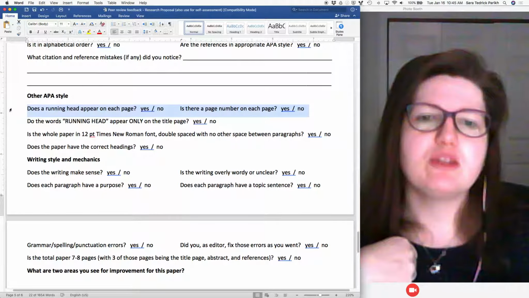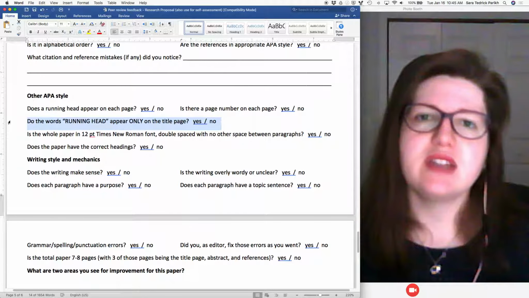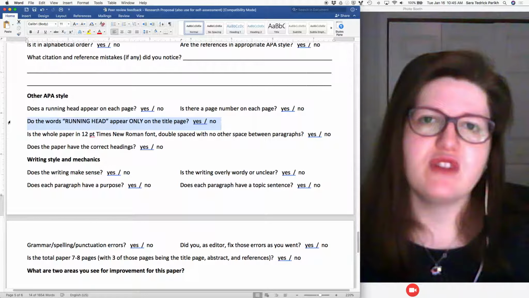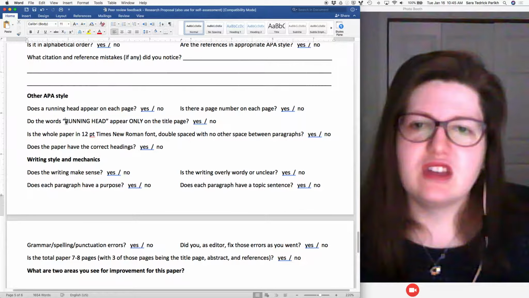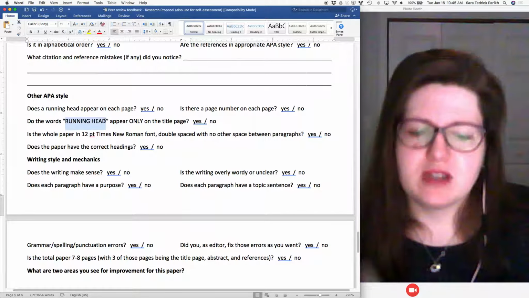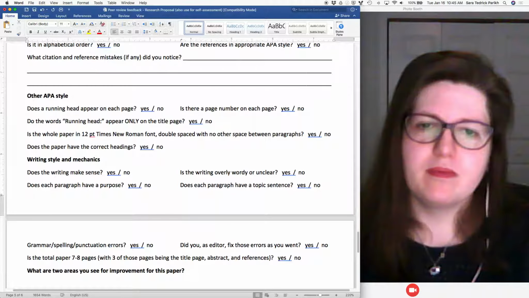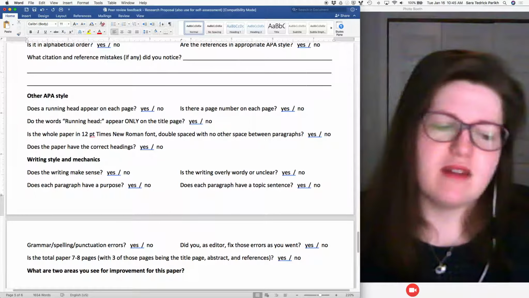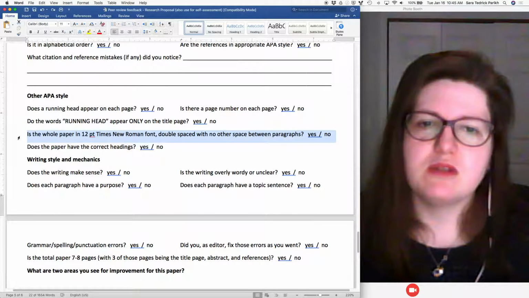Does the running head appear on each page? Is there a page number? Do the words "running head" appear only on the title page? Remember, the title page has a different top header than the rest of the paper because it includes the words "running head." Actually, this is misleading and I'm not going to change the form, but it's "running head" like that. The rest of it is capitalized. Is the whole paper in 12-point Times New Roman font, double spaced with no other space between the paragraphs?